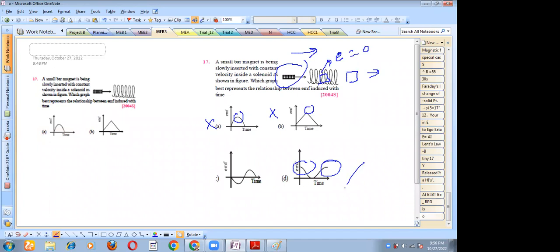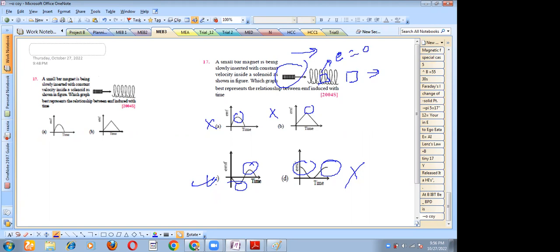Obviously D cannot be the answer. The correct answer should be C. EMF in both the cases should be in opposite direction. Getting my point? So this is the case. So the correct option is C.